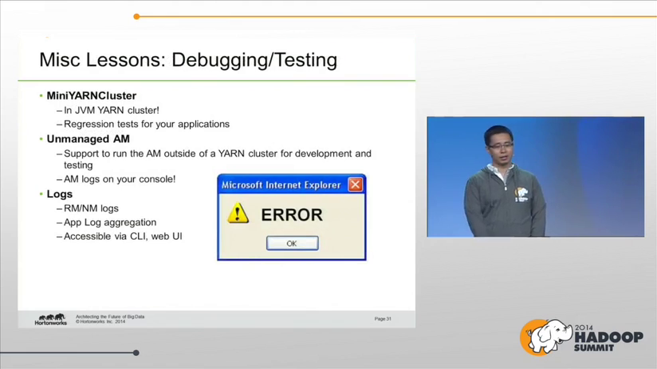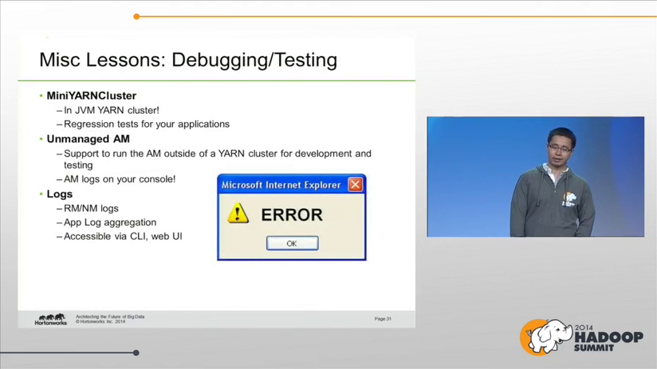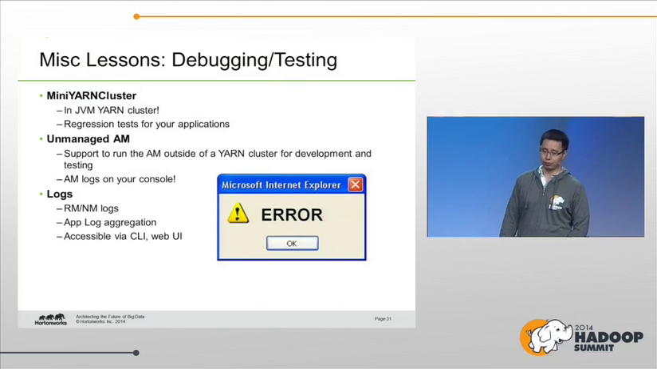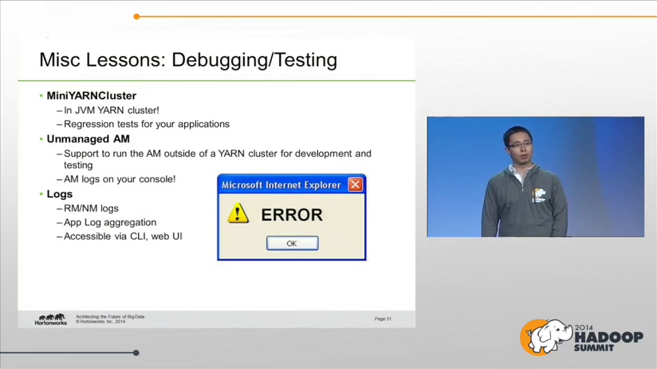Last but not least is debugging and testing. When you're writing your applications, you will always have some problems, so we have a number of tools to help you. The first is a mini Yarn cluster. It is an in-JVM Yarn cluster. You can write your test cases on top of it, such that you can do regression tests for your applications.